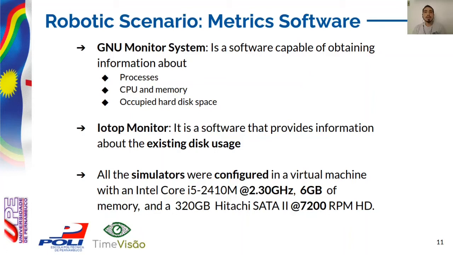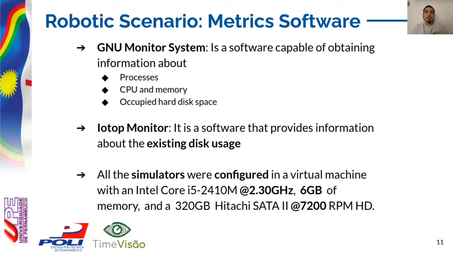To measure each evaluation component, we use a GNOME System Monitor, which is software capable of obtaining information about the resources used by a process in execution at every moment, the current CPU and memory used, visualizing them in a real-time graph, and the occupied hard disk space. Also, the iotop monitor is software which provides information about the disk usage by a process or a sub-process in the system, and is useful to track those processes that present a high read-write operation in the hard drive unit.